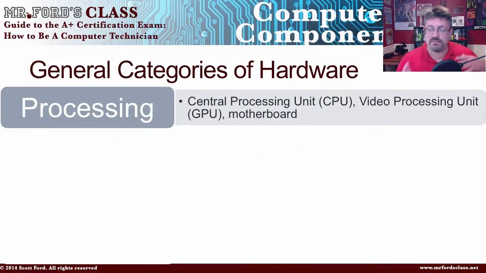Now, breaking down the hardware into more categories, we have things that can be classified as processing. Things within the processing world would include things like the central processing unit, the CPU, the video processing unit, GPU, and the motherboard. And we are going to go into each of those, again, in much more excruciating detail, which is what you need to know for the exam.